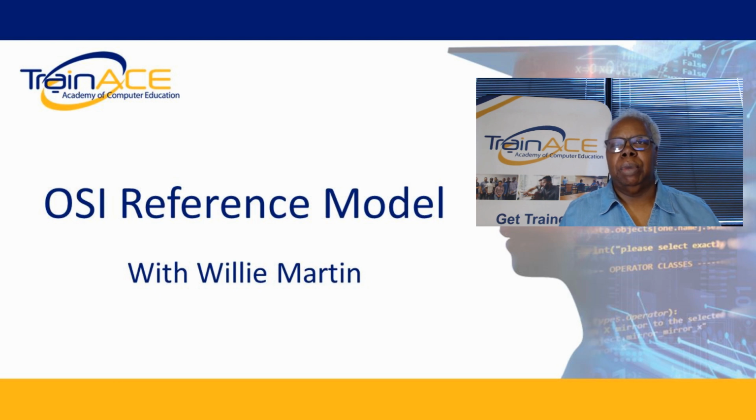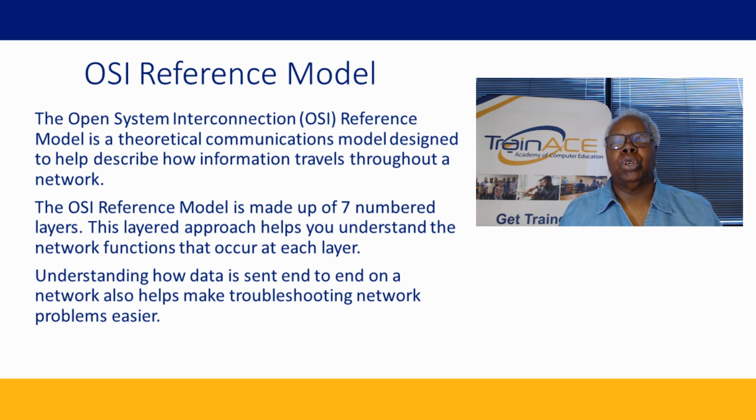Today I'm going to be talking to you about the OSI reference model. Now, the OSI reference model is important because it's a theoretical model of how communications are handled end-to-end on a network. It just describes how the data is going to be transferred from one device to the other using the 7 layers. It is made up of 7 numbered layers, and this layered approach actually is very valuable because it helps you troubleshoot, and it also describes what is happening to your data as it moves down each one of these layers.